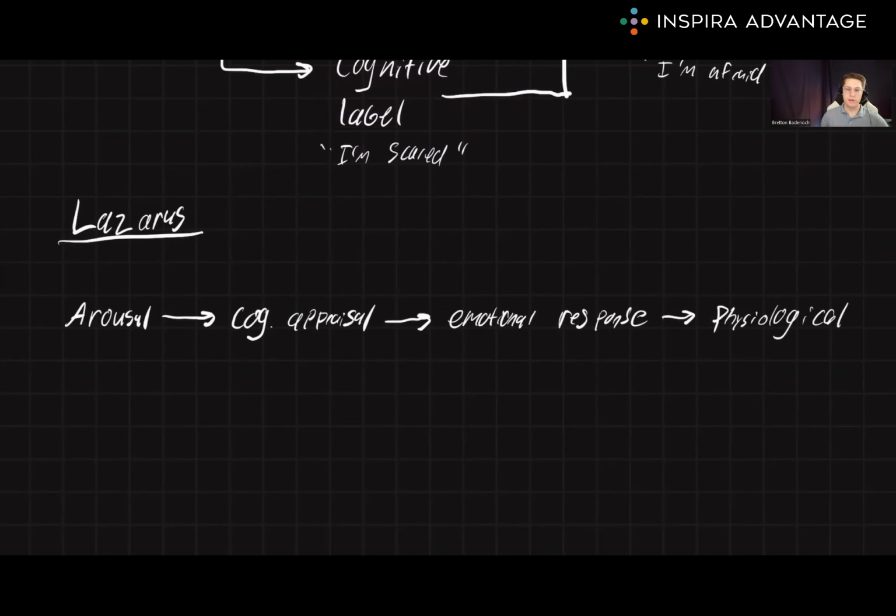Notice how each step of this cycle builds on the one before it. To cognitively appraise, we need an arousal to appraise. To have an emotional response, we need to have a cognitive appraisal. And to have a physiological response, we must have first had an emotional response. This is a linear progression.